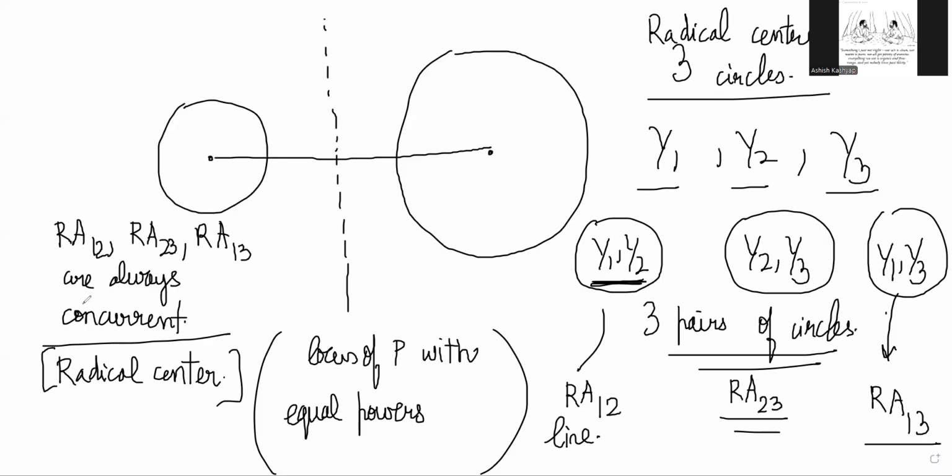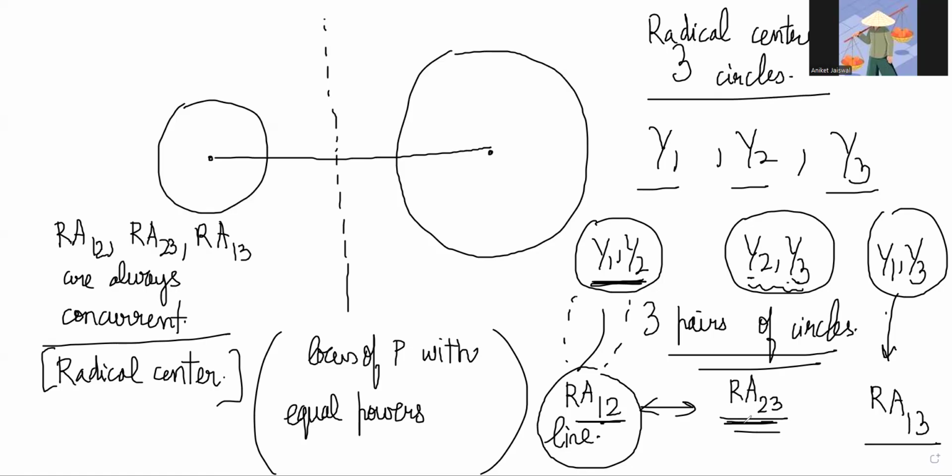Do you understand what I'm saying? Any point on this line has equal power with which two circles? λ1, λ2, right. Any point on this line has equal power with which two circles? λ2 and λ3. So automatically, if you intersect these two, the point of intersection is going to have equal power with all three. So that point of intersection will be our point. That means it will definitely be a point that lies on this, right?